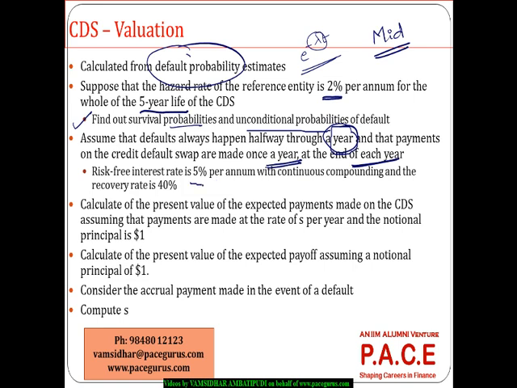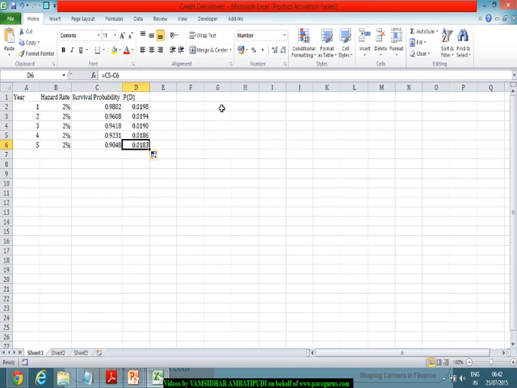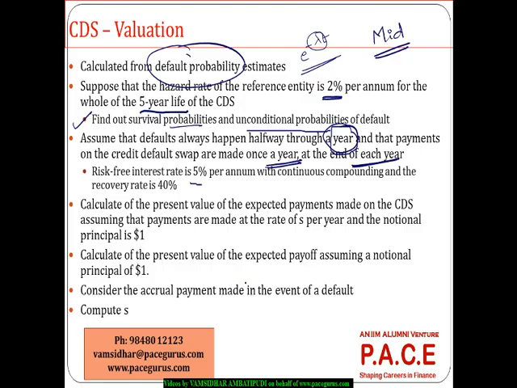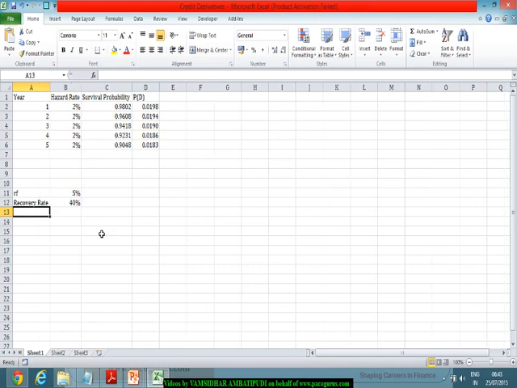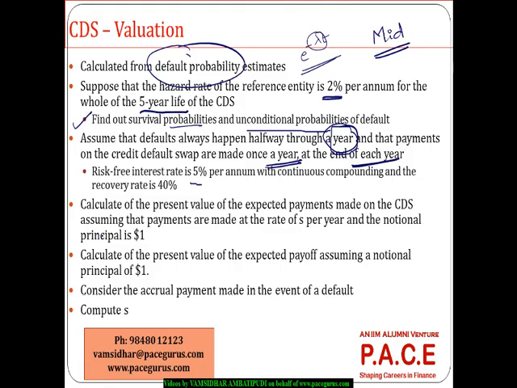The risk-free interest rate is 5%. So for the other numbers, I'll take the risk-free rate as 5% per annum with continuous compounding, and the recovery rate is 40%. All right. So calculate the present value of the expected payments made on the CDS.